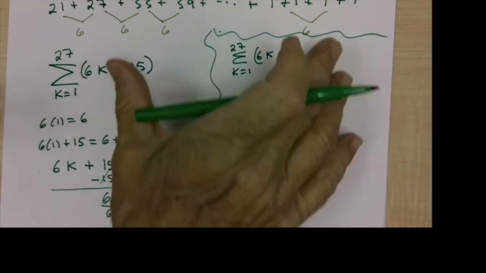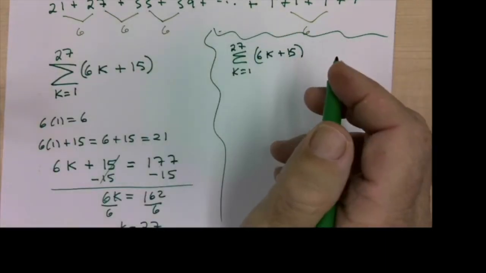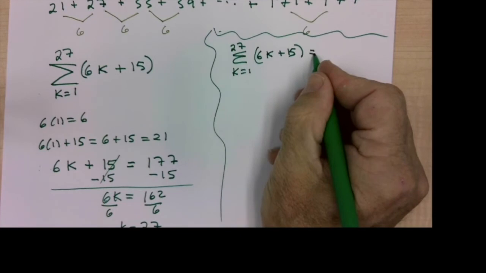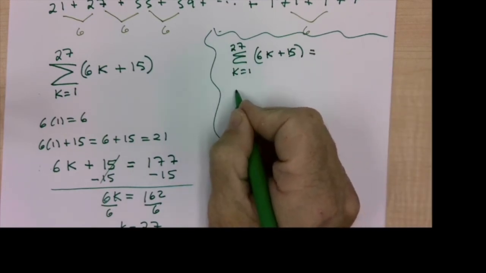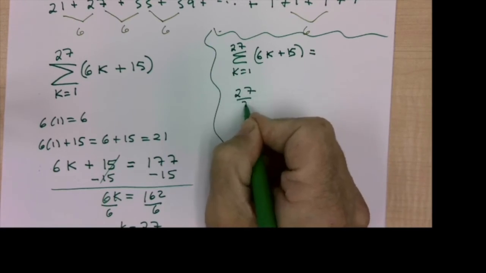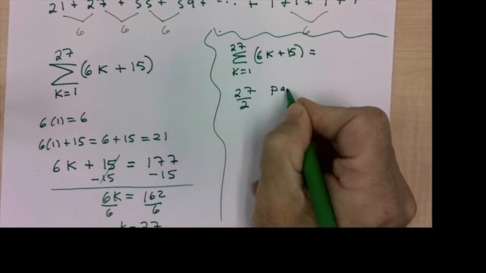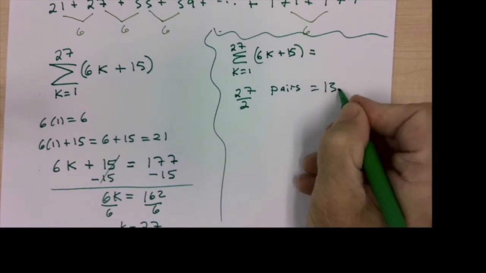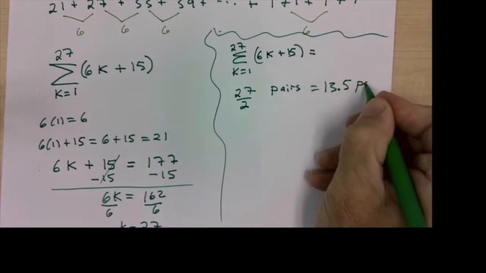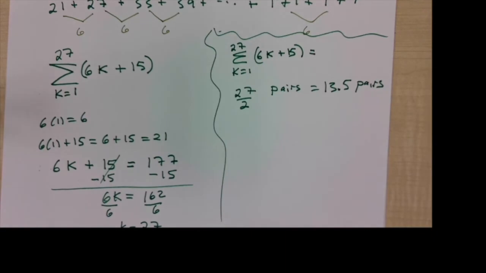Well, there are 27 numbers in the list, which is an odd number. So we don't have an exact number of pairs. We have 27 divided by 2 pairs. Or if you like, we have 13 and a half pairs. The number that is directly in the middle will be the same as half of the pair.